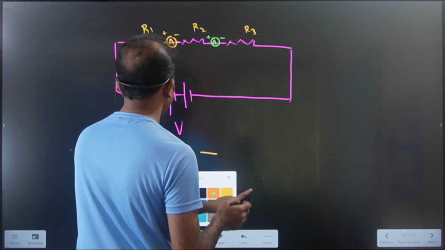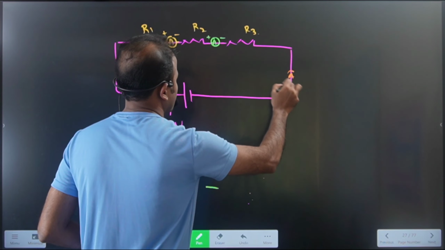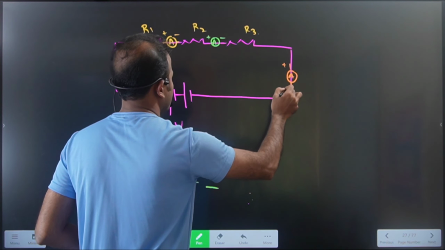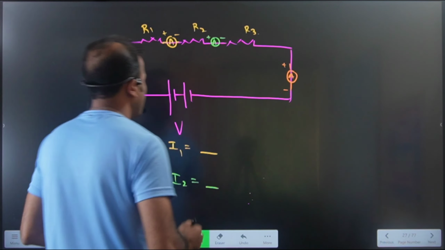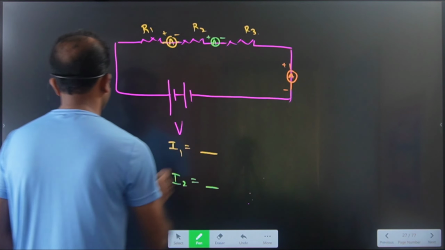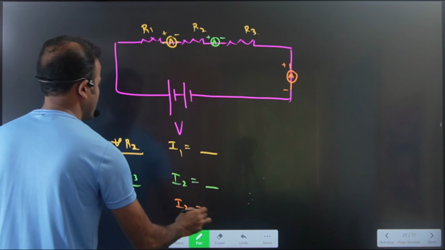Let us say that is E. So you connect like this, plus to minus. Now you check the current here. Let us say that is I3. Anywhere in the circuit I am connecting.